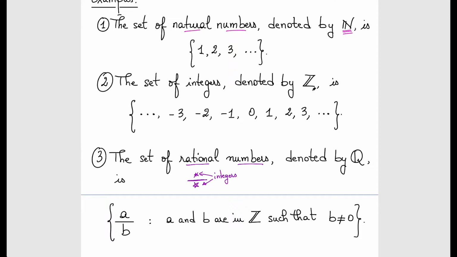And what's Z again? It's the set of integers. So we're saying the same thing. So A and B should be integers with the property that B cannot be 0. As we said, downstairs cannot be 0 because we don't know how to divide by 0.